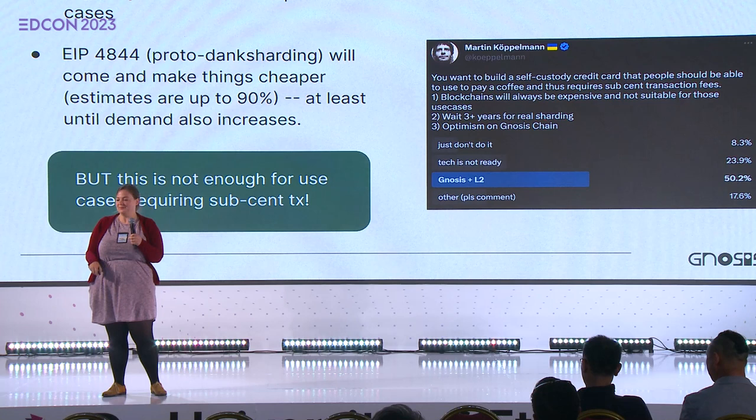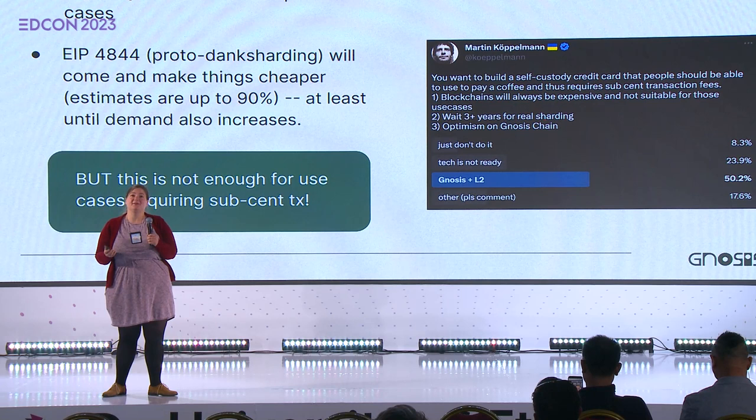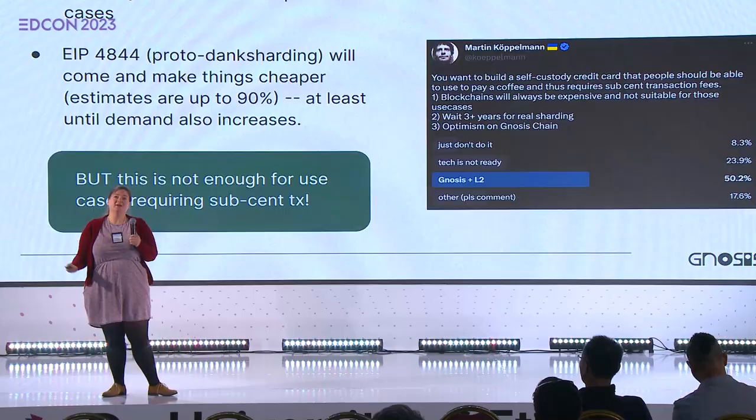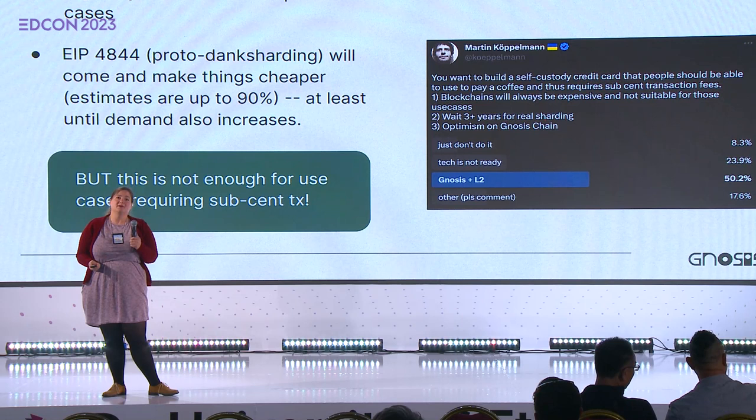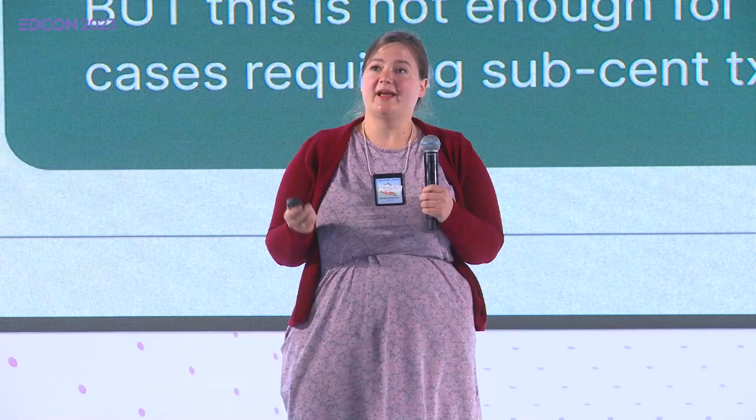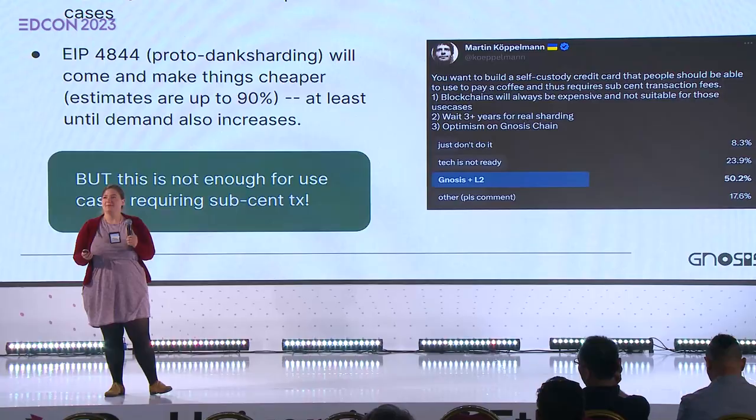Also, the fees on layer 2s rise in lockstep with fees on layer 1. That's because layer 2s inherently have to post transactions to layer 1. That's how they're designed, right? So if L1 fees rise, L2 fees rise in lockstep. On layer 2s, for a regular transaction, the fees currently spike above $1 regularly, and that's unacceptable for many use cases. This is going to get better with danksharding, EIP 4844. It will probably get like 90% cheaper, but that gives you a factor of 10. If demand rises as it has in the past, a factor of 10 is nothing. So we need more.